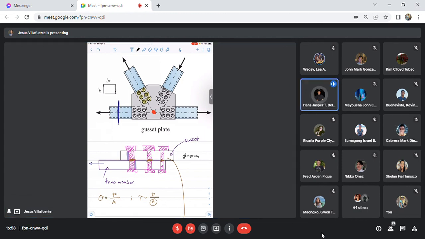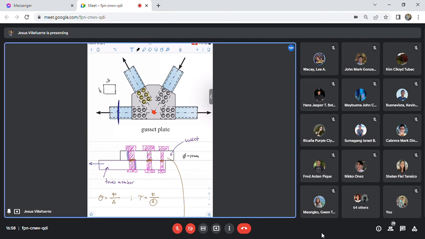Ang bearing sir kay sa member na og sa plate. Yes, the bearing occurs sa imong point of contact. In this case, ang atong point of contact is the gusset plate and the bolt. Okay, sir. Ug asa dapit ang nag-point of contact, that is the bearing.